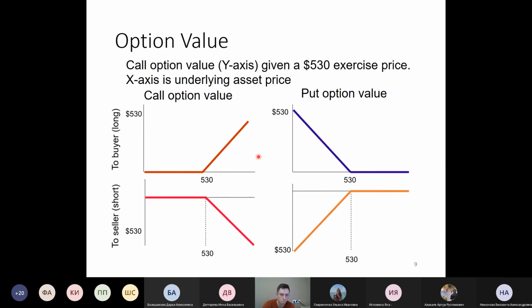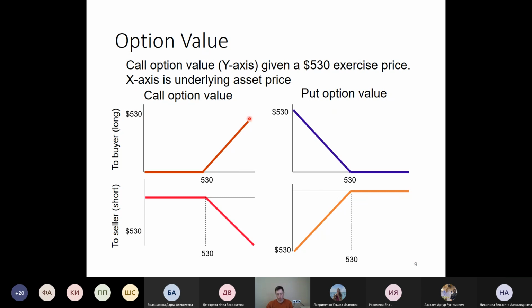Here are the charts of four types of positions in the options. So put option, call option, holder of the option, so those who have it long, and those who have it short. It makes sense from the definition of the option. If you have a call option, once the price goes up above the exercise price, you have a profit.